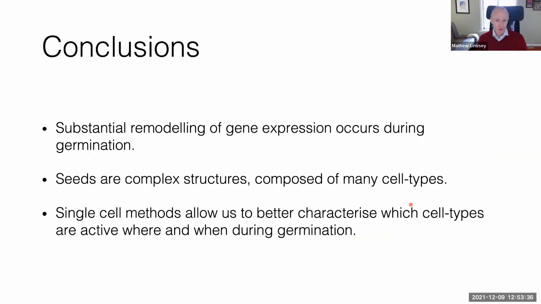With that, I'll conclude. I've told you that substantial remodeling of gene expression occurs during germination. Seeds are very complex structures, and these are composed of many cell types. And this limits what we can find from bulk analyses. Now that we have single cell techniques available, using the single cell methods, we can better characterize which cell types are active where and when during germination, and that's what we've done here.